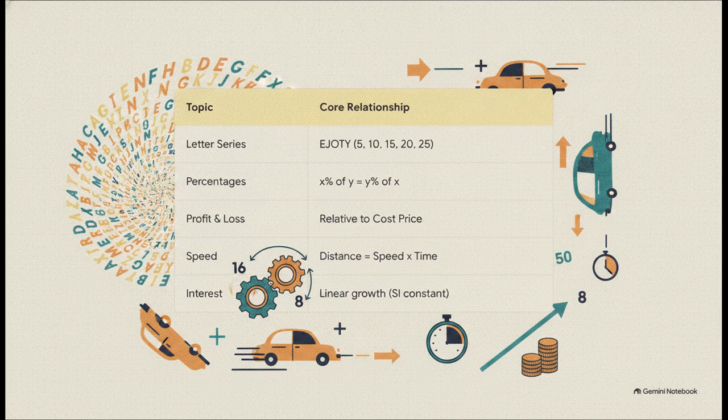Think about it. If a test asks you for 16% of 50, that might sound hard to do in your head. But swap it. What is 50% of 16? It's 8, which means 16% of 50 is also 8. Bypassing complex math entirely is what true aptitude looks like.